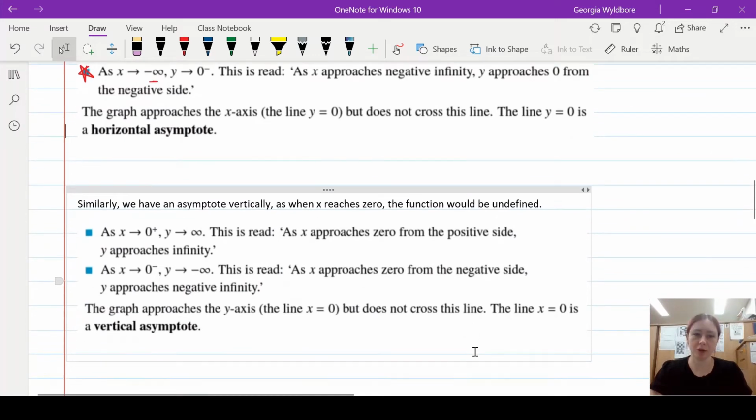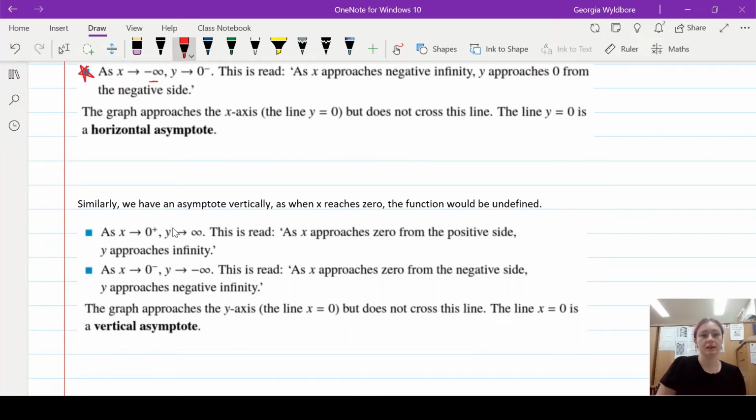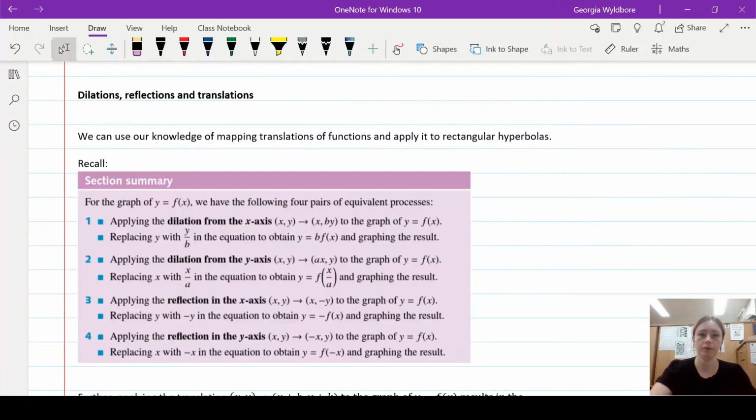We would use the same notation to talk about the vertical asymptote, that as x is approaching 0, y approaches infinity, or as y approaches infinity, x is going to approach 0 from the positive side. It all means the same thing. It's just a way of describing the asymptote.